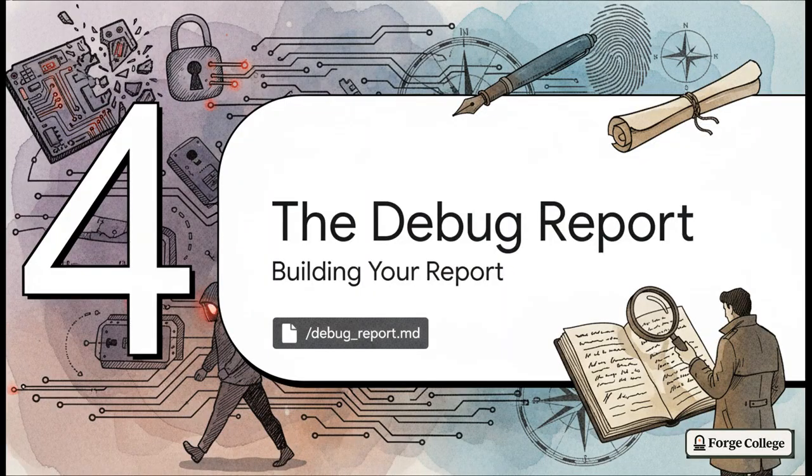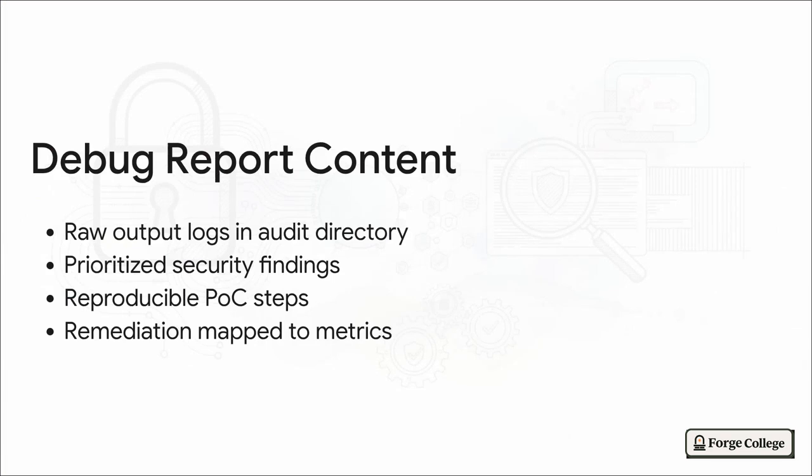Moving into Section 4, Building the Debug Report. This is where we transition from the hacker breaking things back to the detective documenting them. You've run your scripts, you've found the loose hinges, but just finding them isn't the final deliverable. The debug report is our actual capstone deliverable here, and it requires 4 specific components.